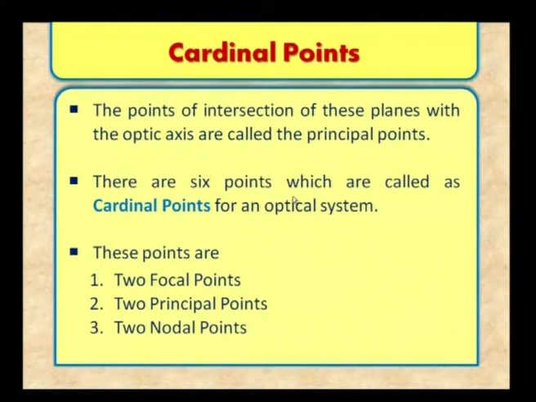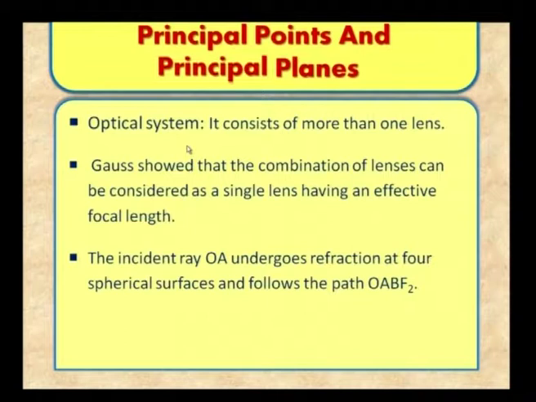There are 6 points which you call the cardinal points: 2 focal points, the first principal focus and the second principal focus, which I will be showing later, or I have told you partly in the first lecture. There are 2 focal points, 2 principal points and 2 nodal points. These 6 points are referred to as the cardinal points, or because they were introduced by Gauss, they are called the Gaussian points. So, let us now look again at the optical system. It consists of more than one lens.